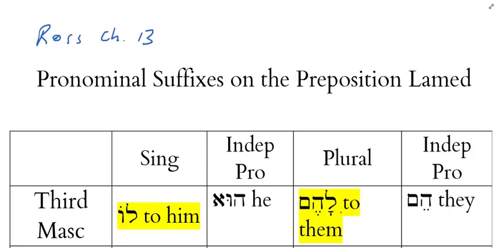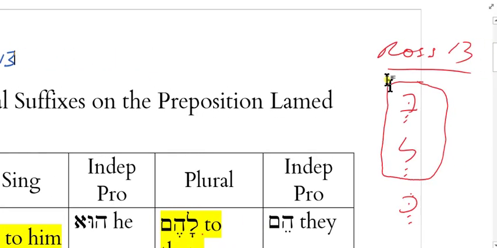In this chapter, what we learn is that Hebrew also has some pronouns that can be attached to the end of words as suffixes. Remember, prefixes are things you attach at the beginning of a word. Suffixes are things that you attach at the end of a word. Let's look for a moment over here on the screen.